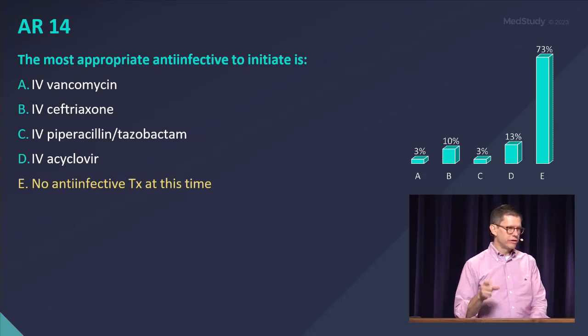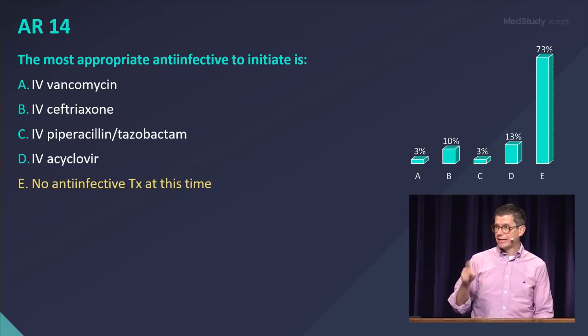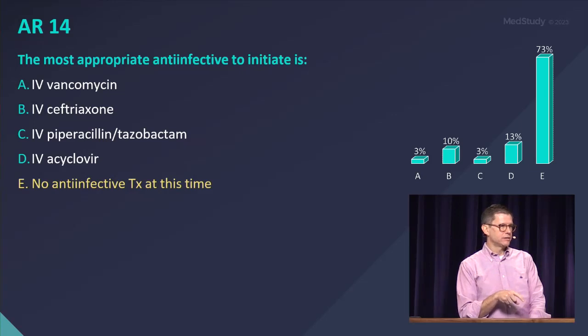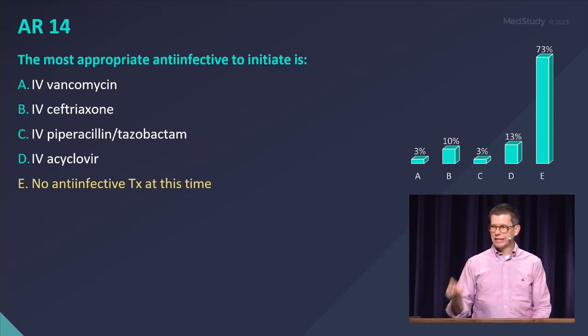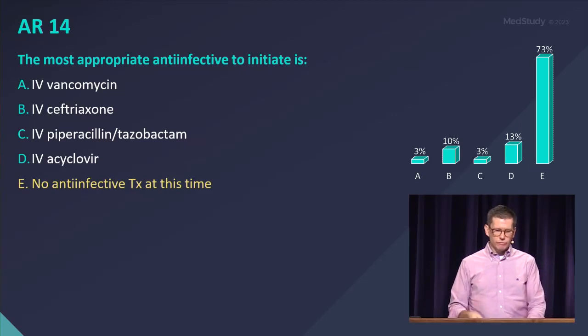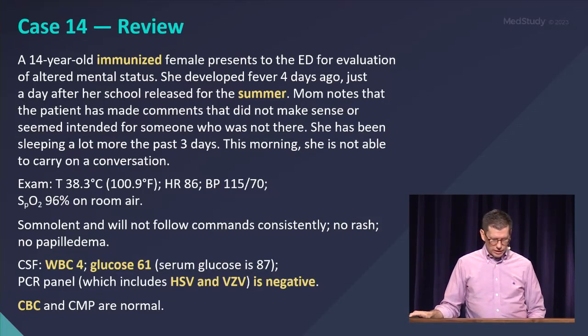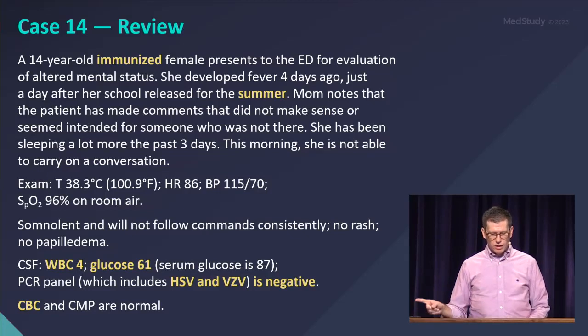So those are clues that even if someone is pre-treated, if they have a white count of 10,000 and no glucose, that's bacterial meningitis. Even if they were pre-treated and the culture is negative, that's bacterial meningitis. For this kid, everything looked okay, right? So that would be no anti-infective therapy at this time. So the clues really are the CSF profile.